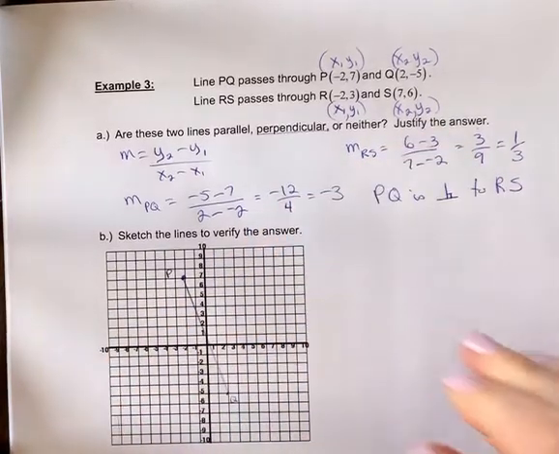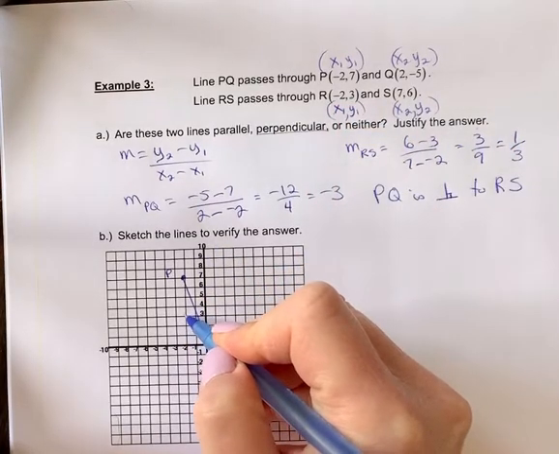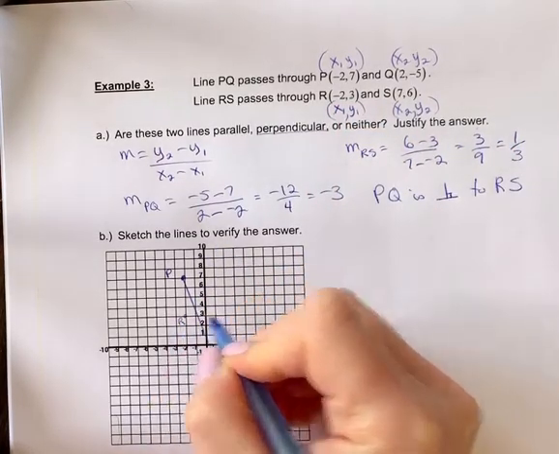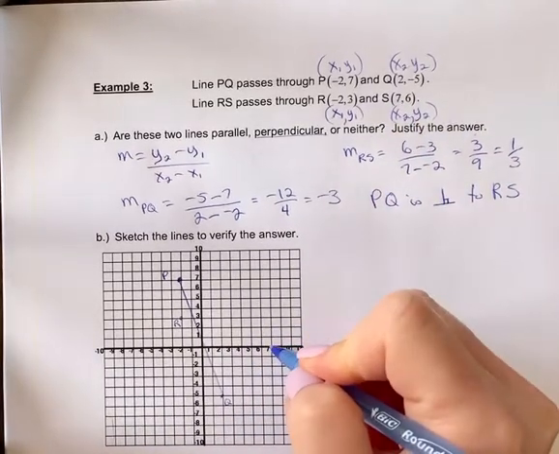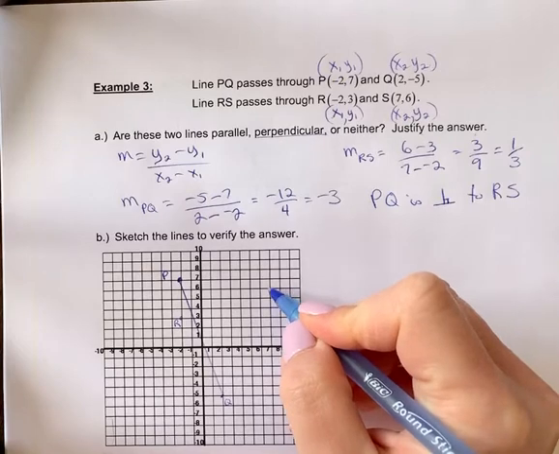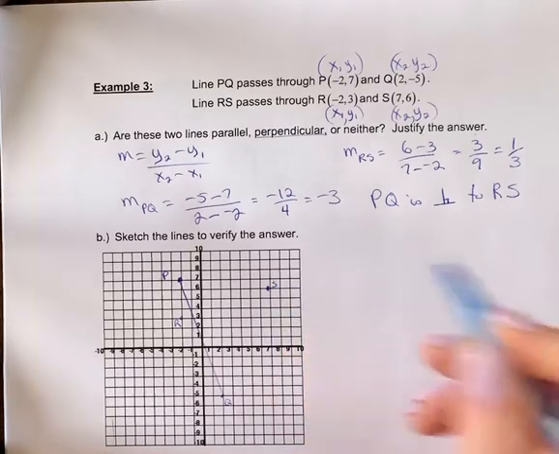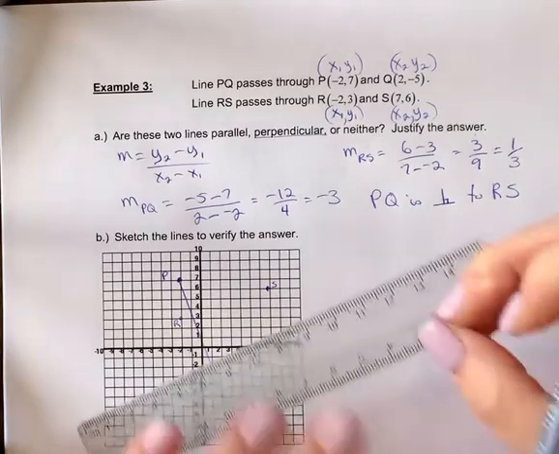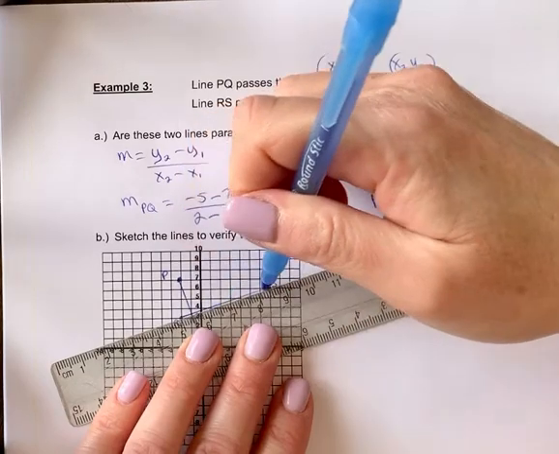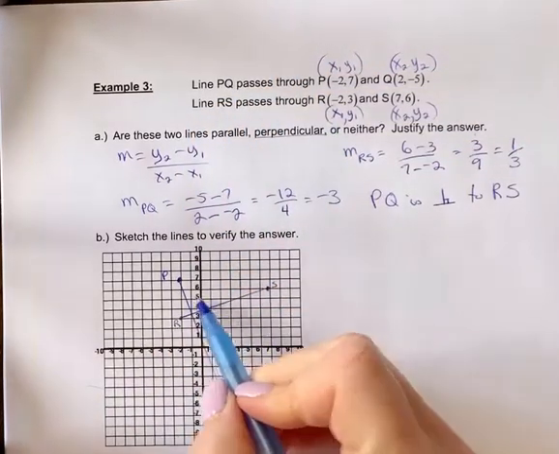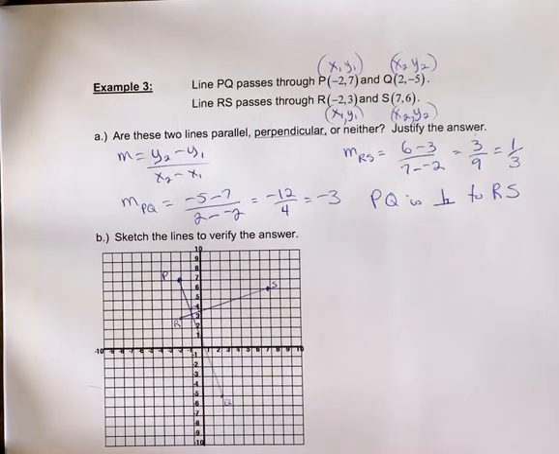And then let's plot (-2, 3). That's point R. And then we're going to plot the point (7, 6). So the point (7, 6) is point S. And we're going to connect these points. And if you look here, this creates a right angle in here. So it shows that they are perpendicular.